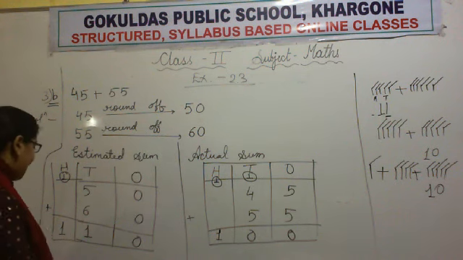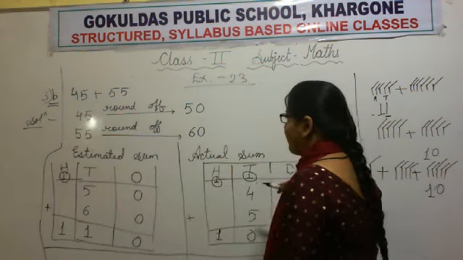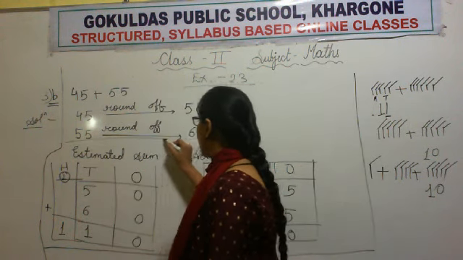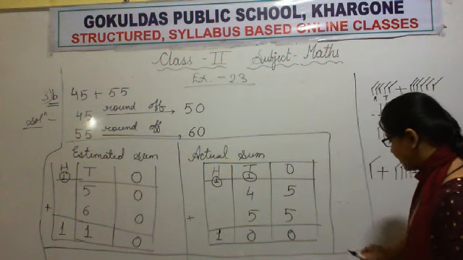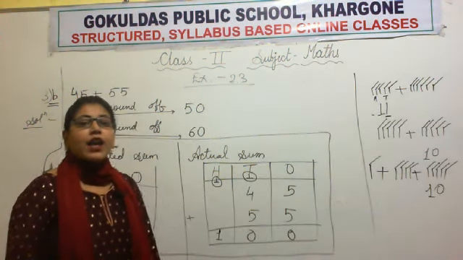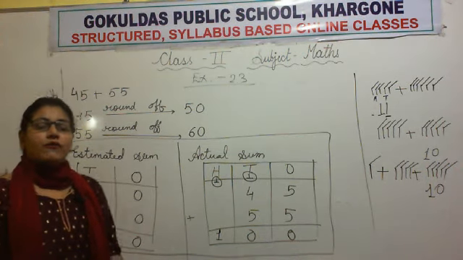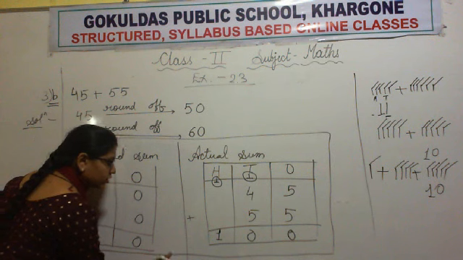Now we have found the actual value and the estimated value. Okay, so what will we do next? We will write the answer. What will we write in the answer? The question has asked us to find the estimated value and the actual value, so we will write both values in the answer.